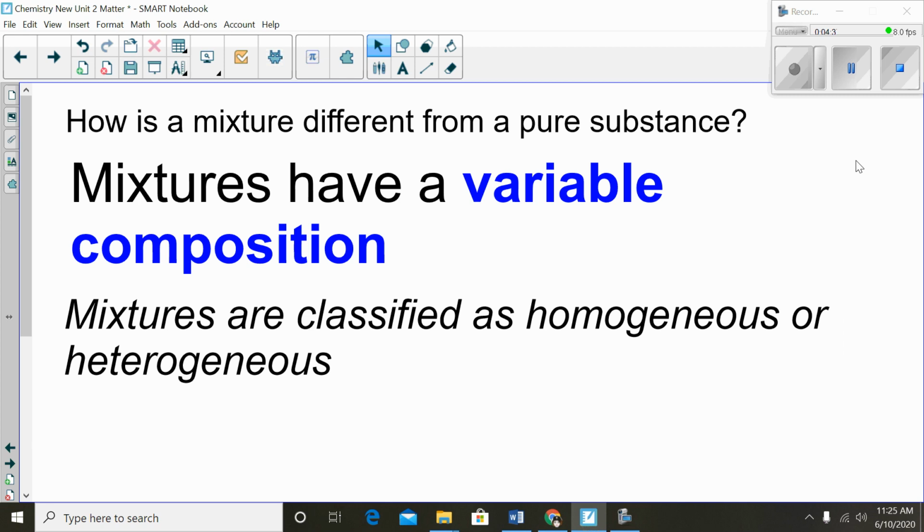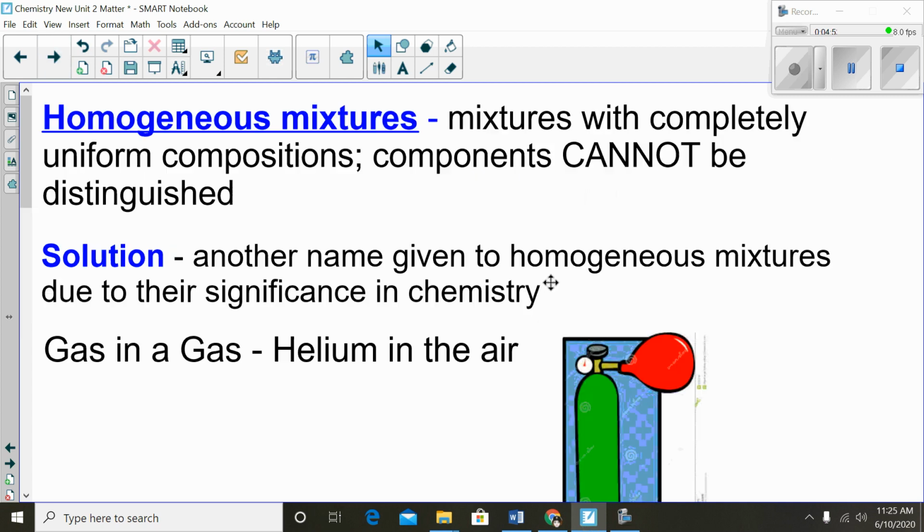So how is a mixture different from a pure substance? Mixtures have a variable composition. You will see some variety in what makes them up. Mixtures are classified as homogeneous or heterogeneous. Homogeneous mixtures are mixtures with completely uniform compositions. Components cannot be distinguished. A solution is another name given to homogeneous mixtures due to their significance in chemistry. And this is actually a separate unit that we do study, known as solutions. But for now, it is another reference to a homogeneous mixture.